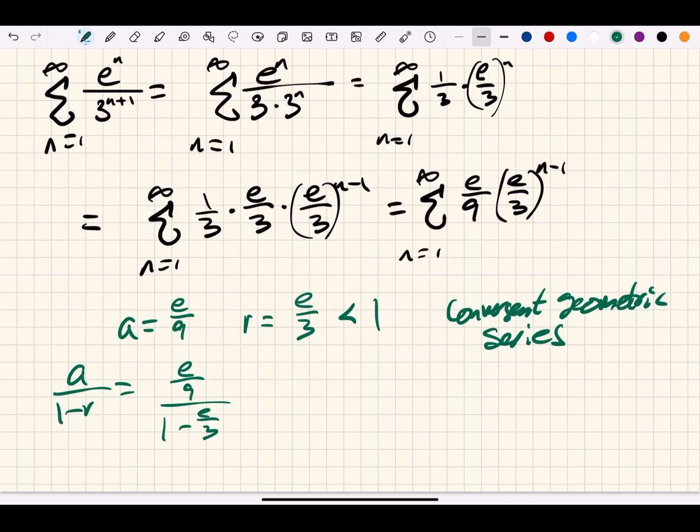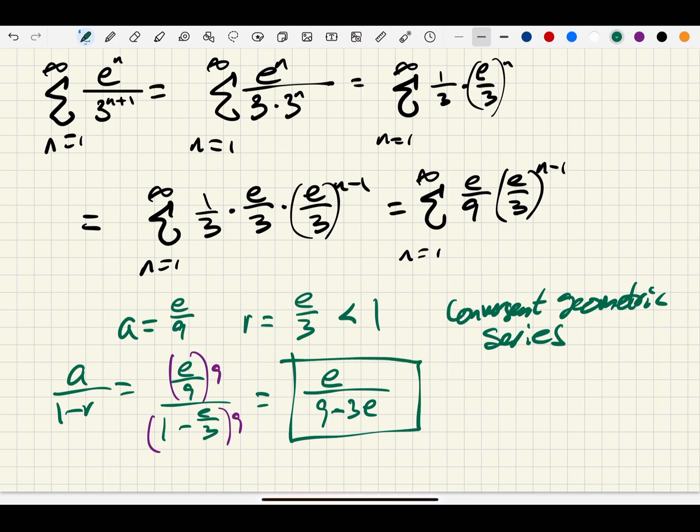Okay, well, let's see. We would need to get a common denominator here, or multiply top and bottom by 9. Complex fraction. That's what we mostly would do anyways, right? Multiply top and bottom by the lowest common denominator. So we would wind up with e over 9 minus 3e. Not sure I can write it any better than that. I'm just going to leave it like that.